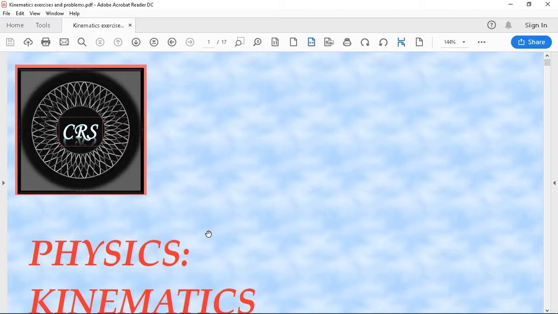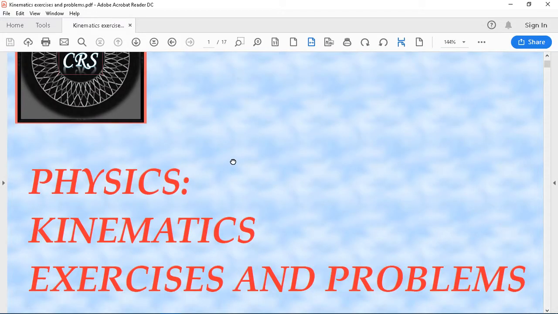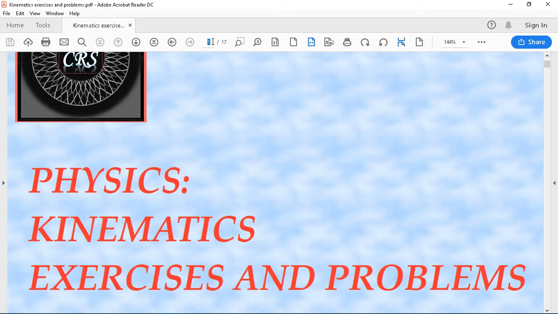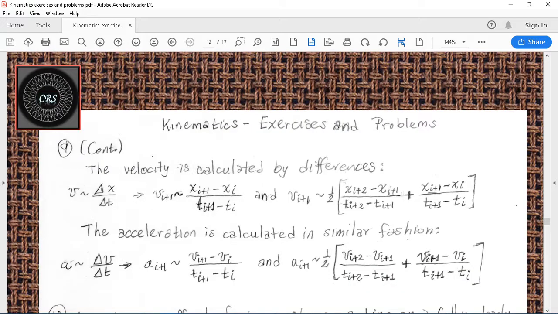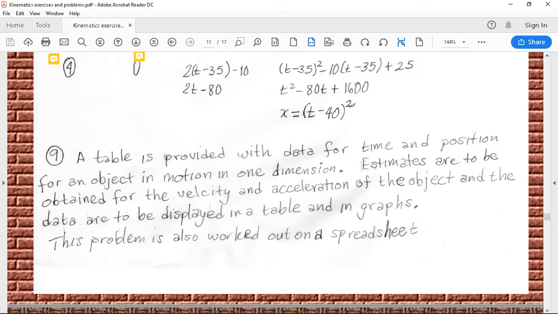We're going to continue with our physics problems in kinematics, and we're going to pass on to problem 9. Here we're going to work a bit on using the spreadsheet as we did in problem 8. Some small details with reference to problem 8 will be explained here also.